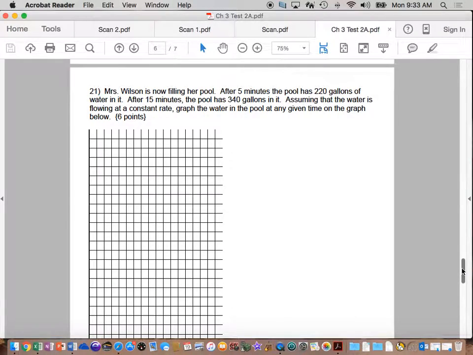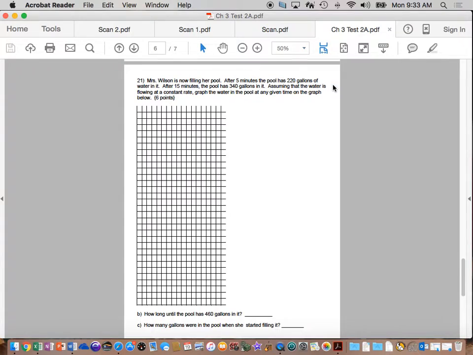All right, so now we have the filling the pool question, and then you get to do that one. 5 minutes, the pool has 220 gallons in it, and 15 minutes, 340 gallons in it.